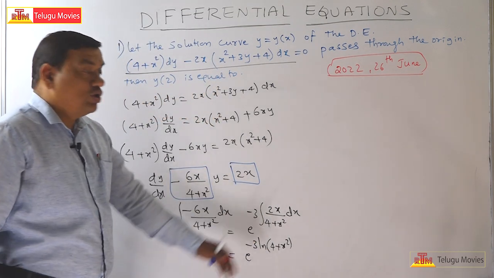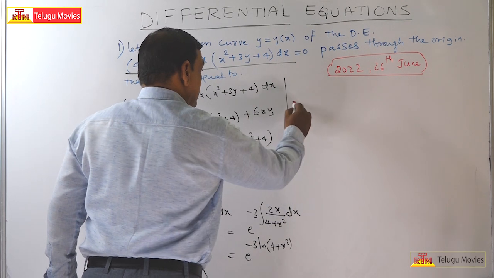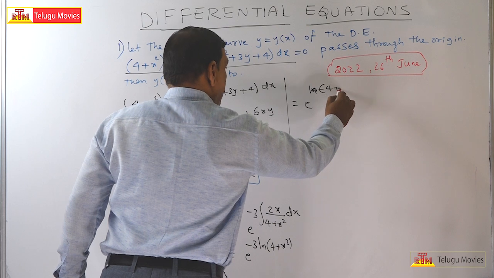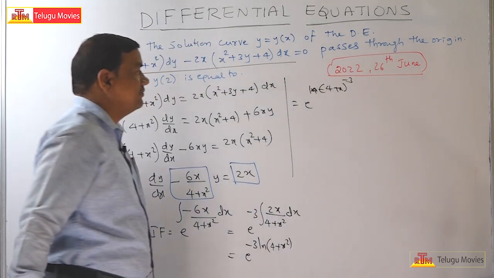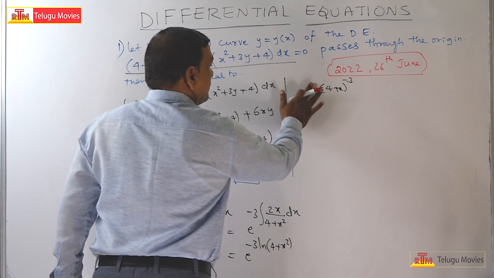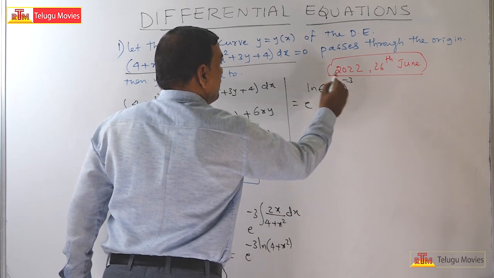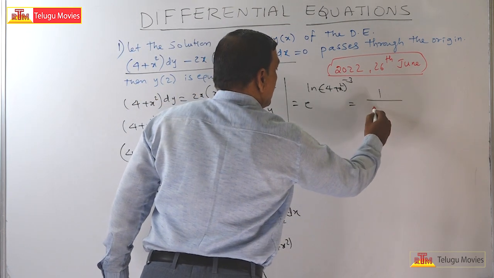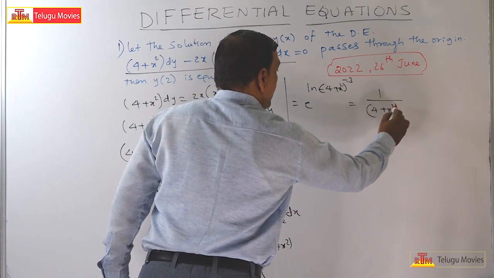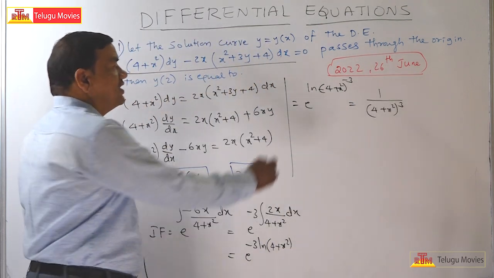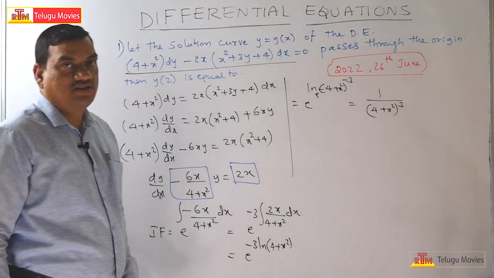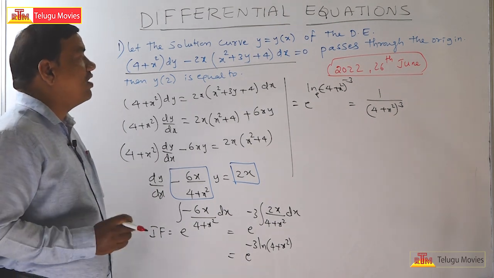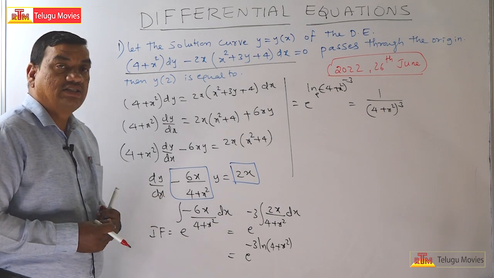Now this is equal to e to the power of ln of (4 plus x square) whole power minus 3. So on the whole, what is our integrating factor? 1 by (4 plus x square) whole cube. Why? Because here e and ln will get cancelled. So on the whole, the integrating factor we got is 1 by (4 plus x square) whole cube.